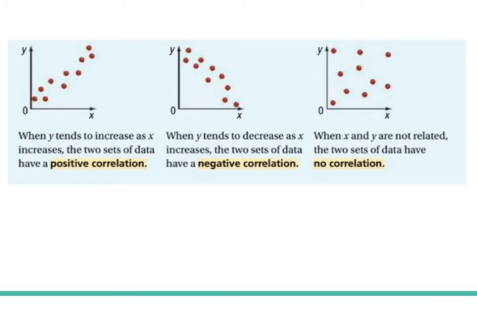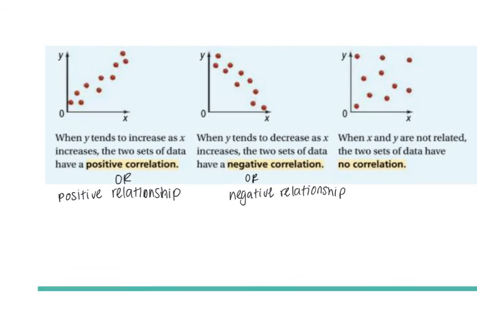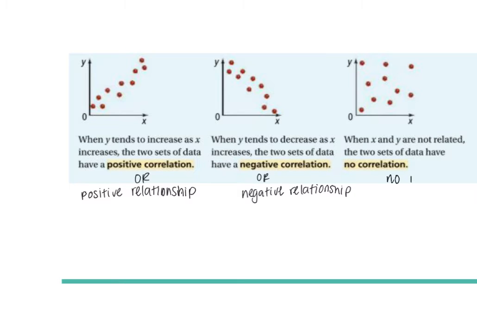First, what we call a positive correlation. When y tends to increase as x increases, the two sets of data have a positive correlation. Also underneath that, go ahead and write positive relationship, because we'll label it either way. When y tends to decrease as x increases, the two sets of data have a negative correlation or negative relationship. And when x and y are not related, the two sets of data have no correlation or no relationship.